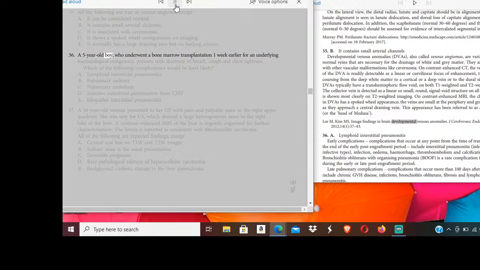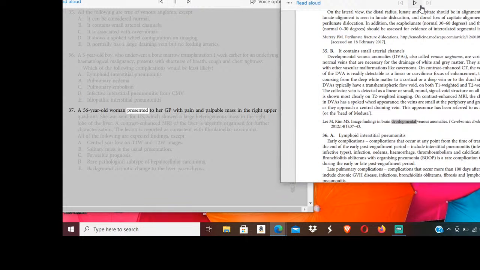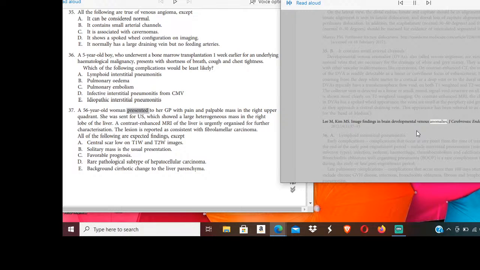36. A 5-year-old boy who underwent a bone marrow transplantation 1 week earlier for an underlying hematological malignancy presents with shortness of breath, cough, and chest tightness. Which of the following complications would be least likely? A. Lymphoid interstitial pneumonitis. B. Pulmonary edema. C. Pulmonary embolism. D. Infective interstitial pneumonitis from CMV. E. Idiopathic interstitial pneumonitis.